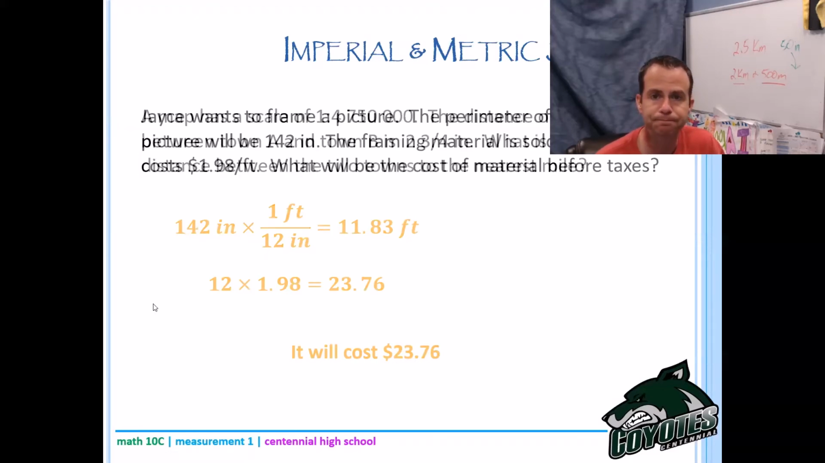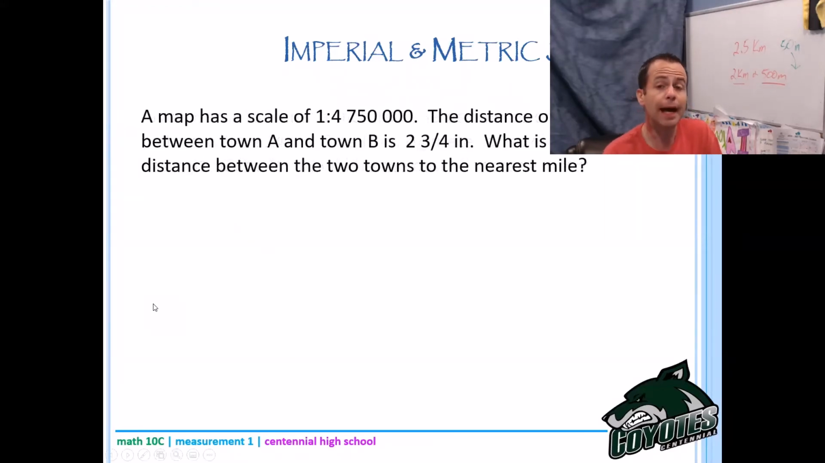Okay? All right, a map has a scale of 1 to 4,750,000. Now, what that means is, I know this is kind of a weird concept to most of you because you don't know that there's these paper things called maps before your phones. Before you could just say, hey, Google, how far is it to Edmonton?